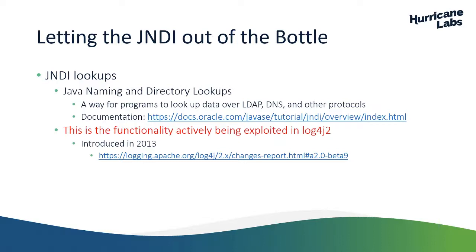However, the bigger problem and the issue being exploited with this vulnerability is something called JNDI. JNDI stands for Java Naming and Directory Interface. It's a way for Java applications to look up data over LDAP, DNS, and other types of protocols allowed by the standard. I've included a link here to the documentation. This functionality was introduced in Log4j2 back in 2013.